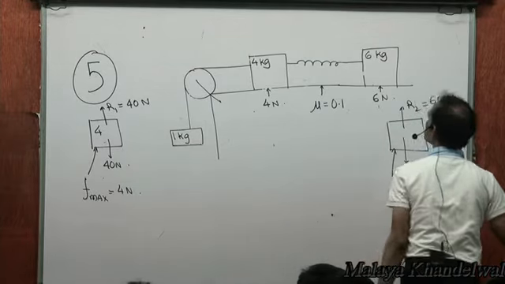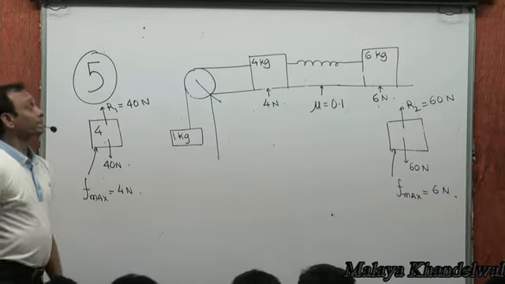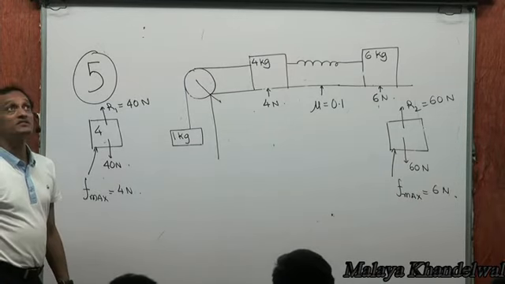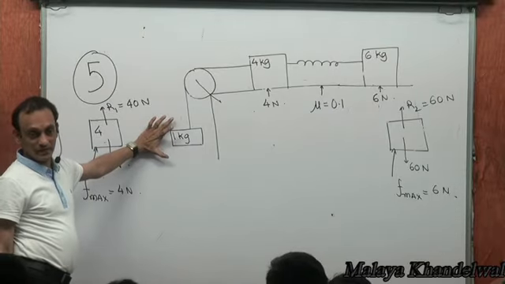Now I want to be able to find the elongation in the spring at an instant when the system assumes equilibrium. That means, let's say, the acceleration of this becomes 0. The net force on this becomes 0. That would be a state of equilibrium. That is what I mean by equilibrium here.